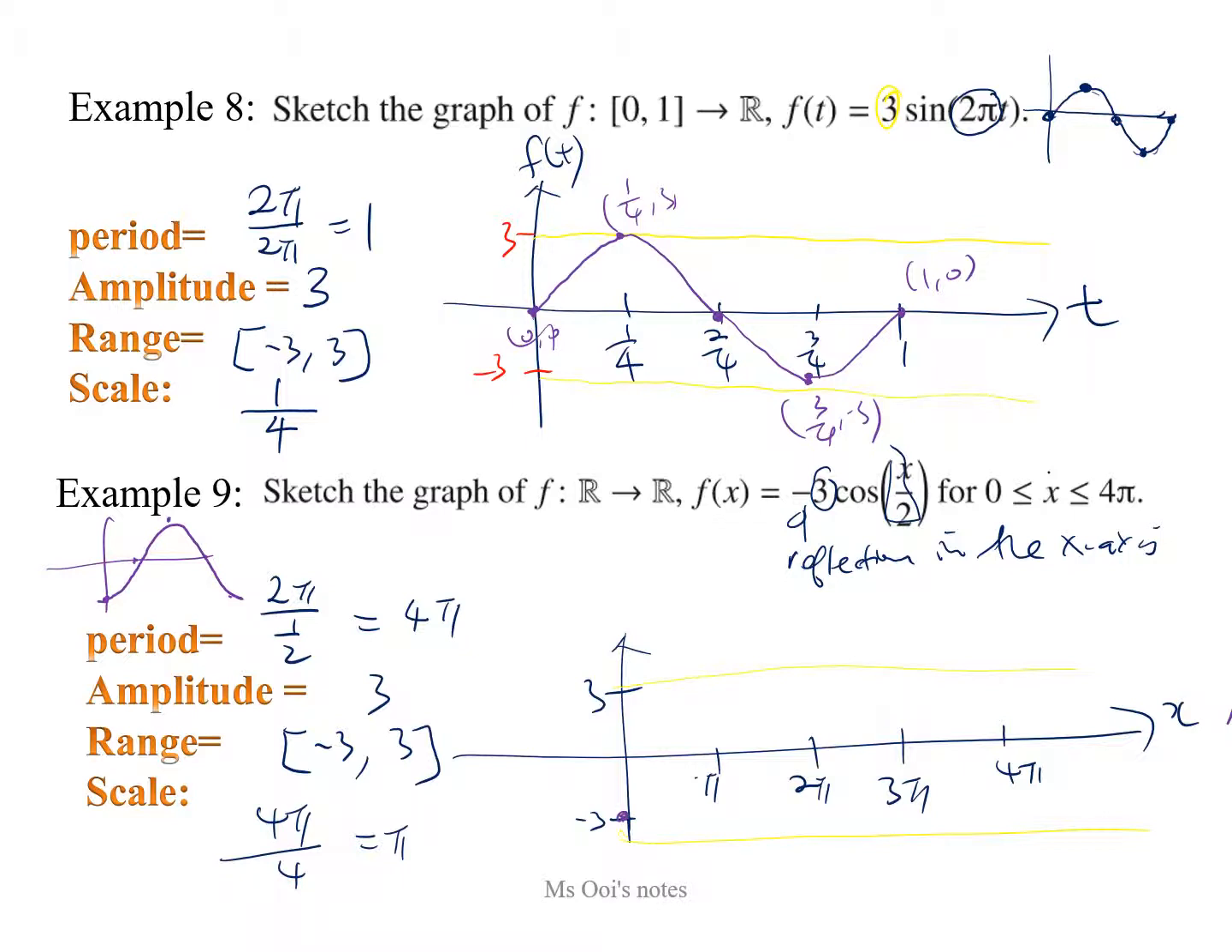Start from the minimum, because it's negative here. Then center, maximum, center, minimum. Because we have organized our graph such that it goes by the quarter period, that makes the graphing really simple and easy. Join with a smooth curve. And label the endpoints: 4 pi, -3, 2 pi, 3, 0, -3, and so on.